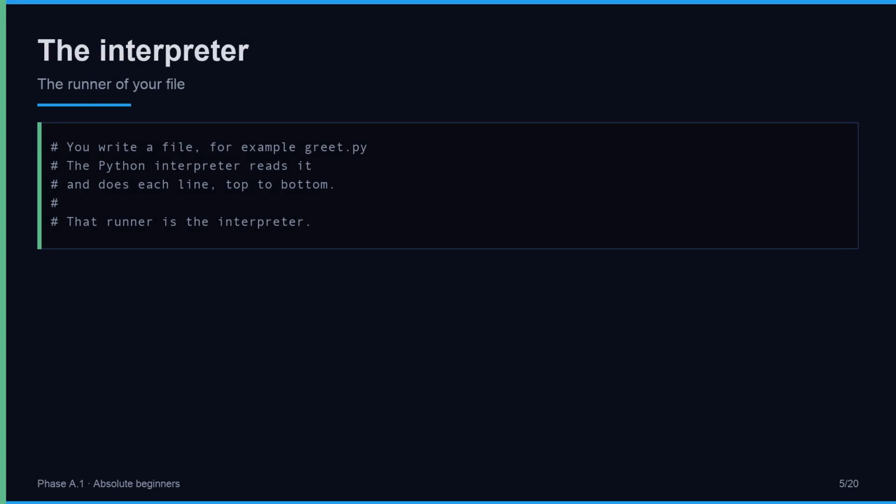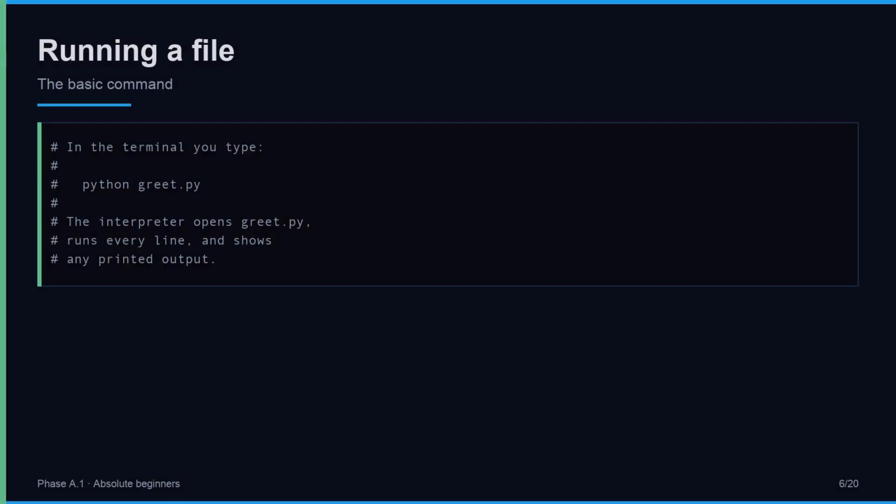The interpreter is the heart of it all. You write your instructions in a file, and the interpreter is the program that reads that file and actually does what the lines say, one by one, top to bottom. Without the interpreter, your file is just text sitting still. With it, the text comes alive and turns into action. When people say Python runs your code, what they really mean is the Python interpreter reads and performs your file. The runner.